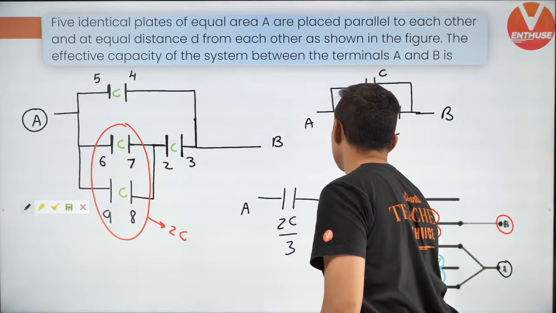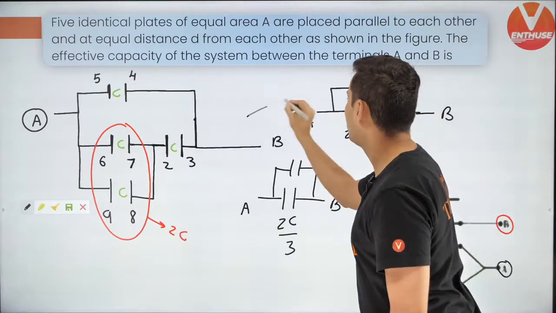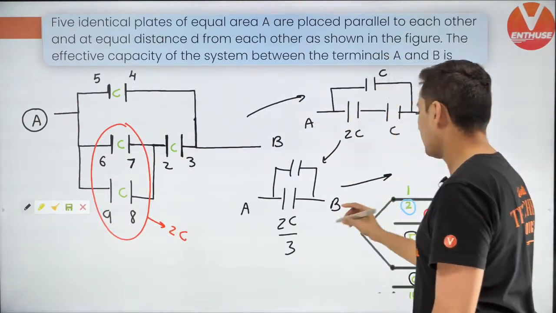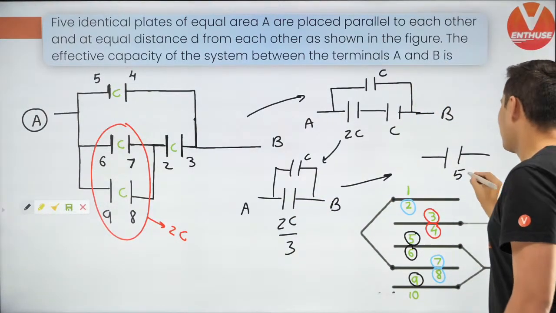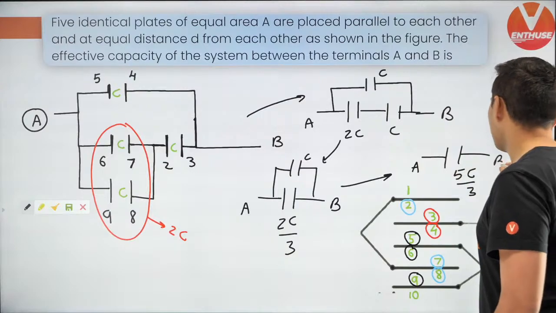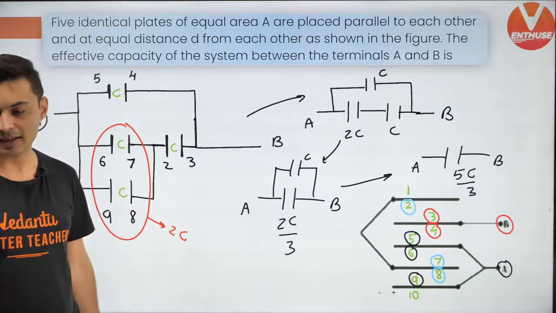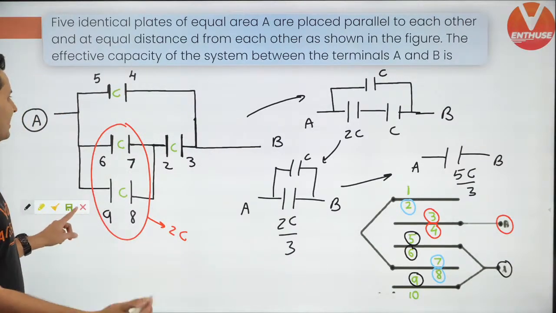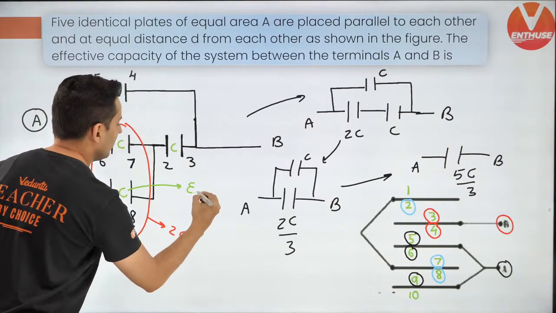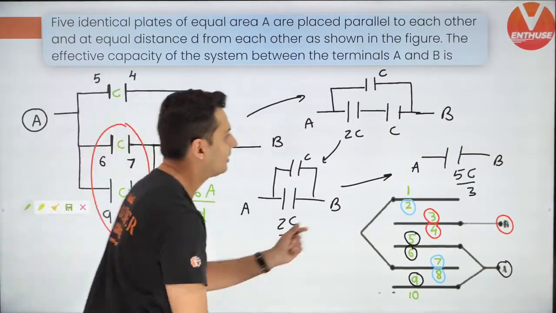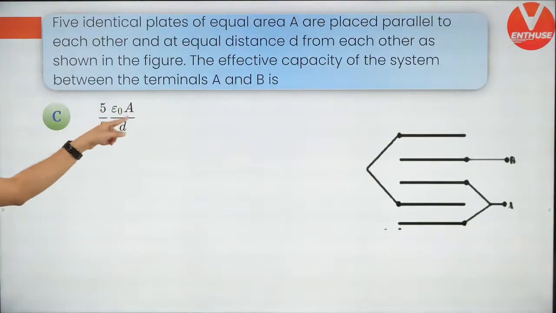There is A here, there is B here, and there is C here. Now again combining it, this will make it 5C by 3, because they are in parallel, so they add. C plus 2C by 3 is 5C by 3. Keep this in mind. Excellent, and that's the answer. Remember, wherever you see C, it's epsilon naught A by D. So substitute it in the end, and you'll get 5 epsilon naught A by 3D. That's the answer.